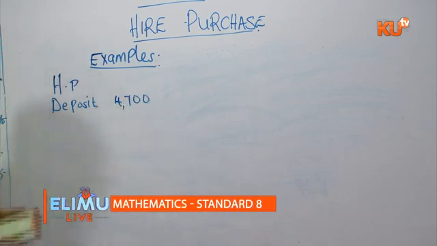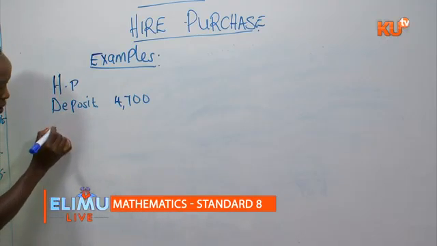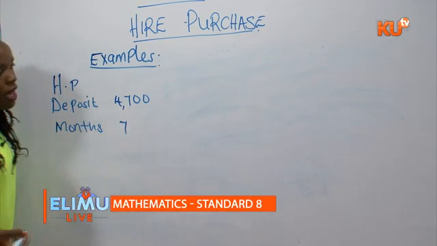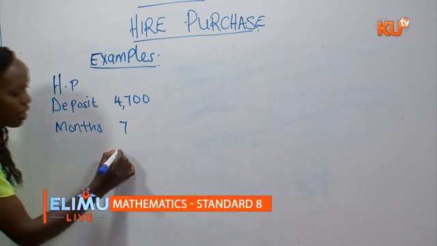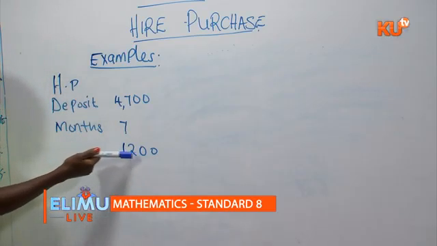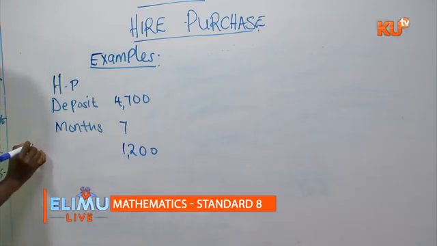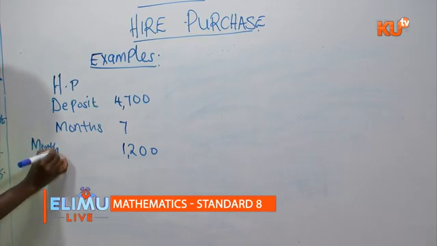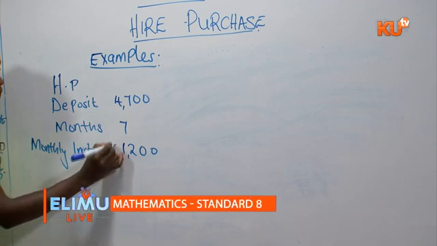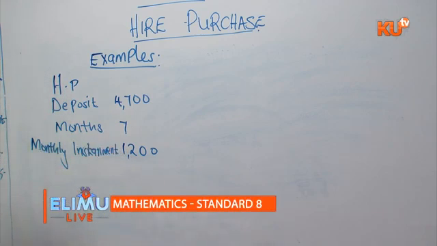4,700 shillings. There were 7 equal monthly installments. So the number of months was 7, and there were equal monthly installments of 1,200 shillings each. So the 1,200 shillings, this was the monthly installment. So we have written down what they have given us. Then the question was, what was the hire purchase price of the microwave?